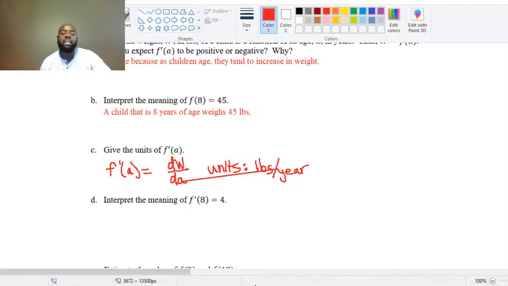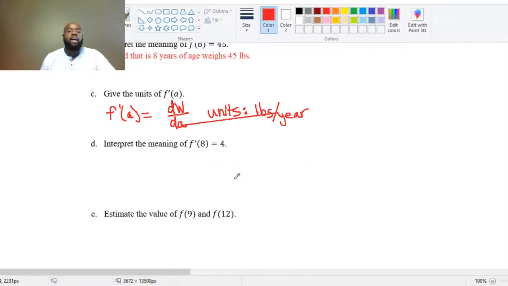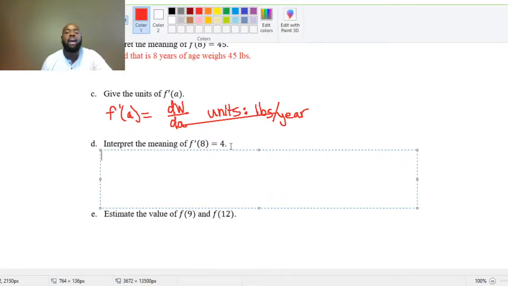All right, part D, interpret the meaning of f prime of 8 equals 4. I don't know why we have that marked there, but there we do. Well, I'm going to interpret it both ways once again, right? Our input variable is 8. Our output variable is 4, but this is for our derivative. Since 4 is positive, we know we have an increasing function. Since this is derivative, I'm going to say at 8 years of age, the output, which is child's weight, is increasing by 4 pounds per year, all right?